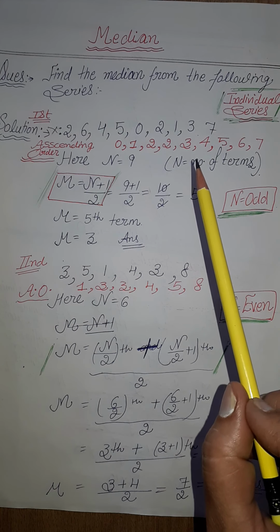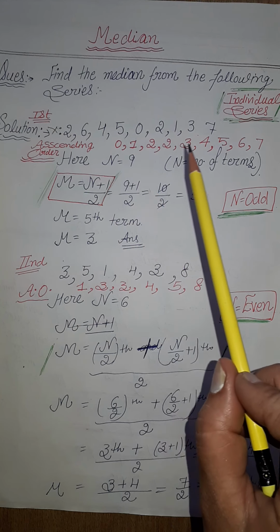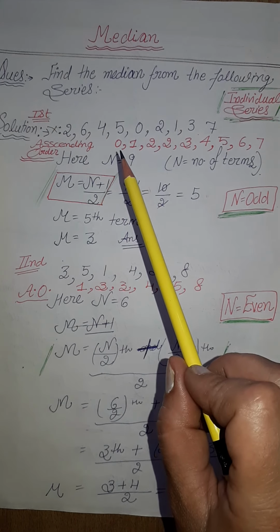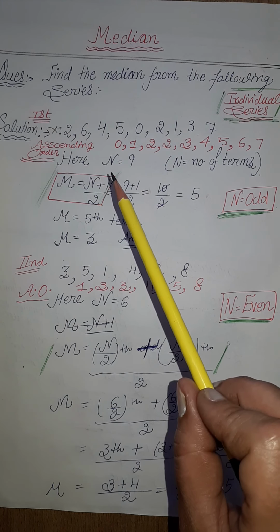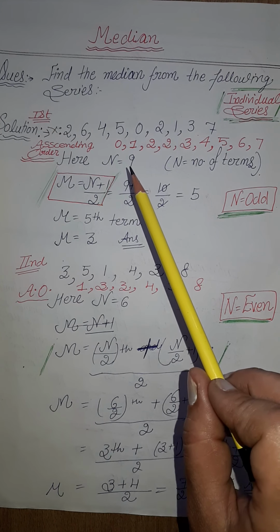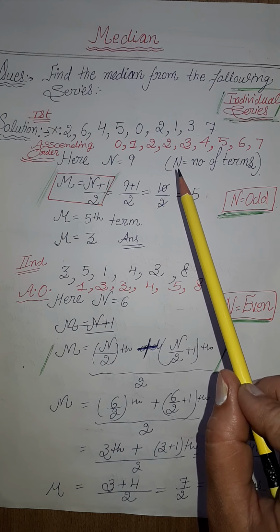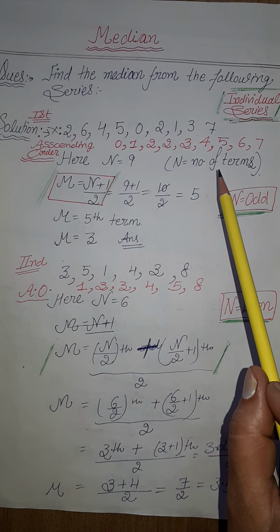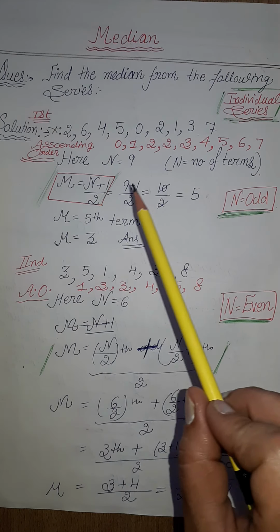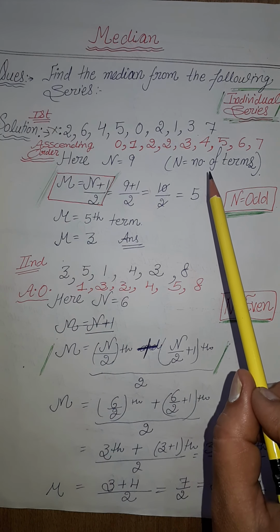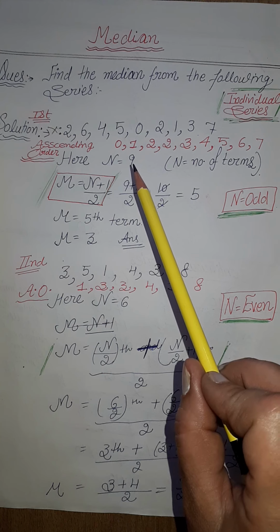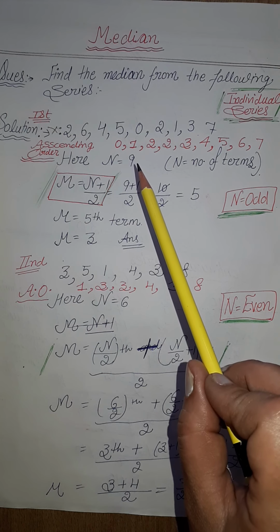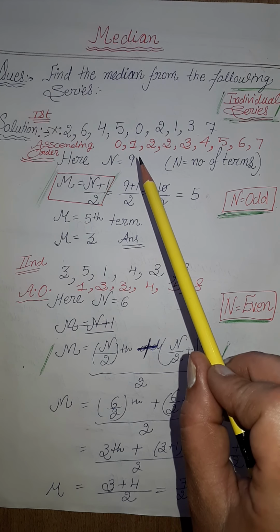In the second step, you count the terms. We have 9 terms. When we count these terms, we get n is equal to 9. What is n here? n means number of terms. Now, we see that 9 is an odd number. What is an odd number? Which is not divisible by 2.